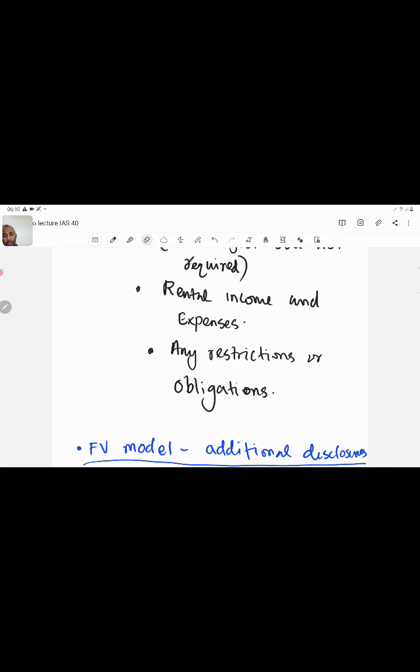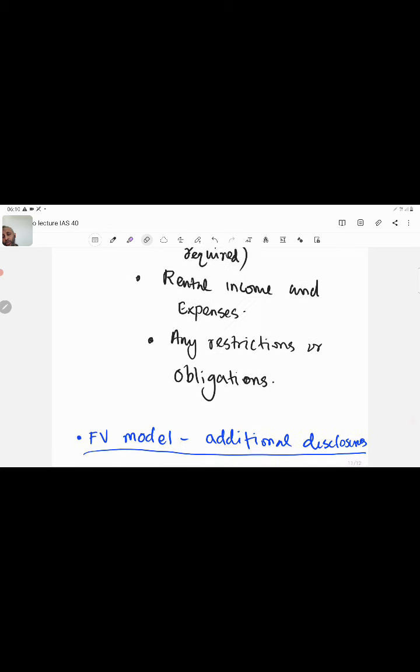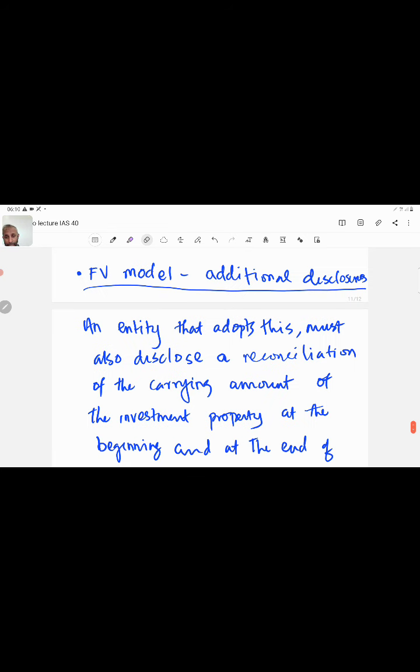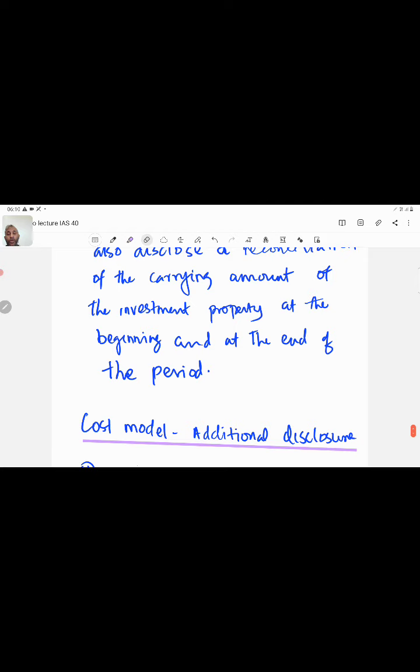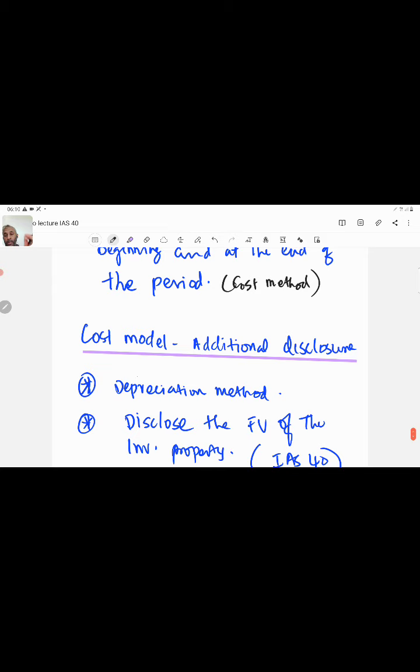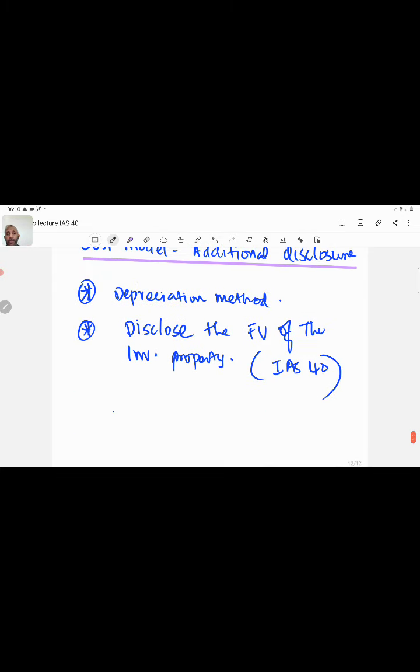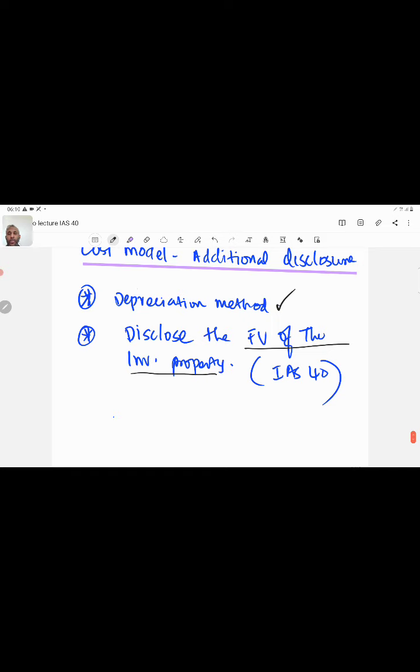If we are following fair value model, an additional disclosure is that an entity that adopts this must also disclose the reconciliation of the carrying amount of the investment property at the beginning and at the end of the period using the cost method. If you are following cost model, an additional disclosure, the depreciation method we are following, and disclose the fair value of the investment property. Now, this is all about the theory discussion of investment property.